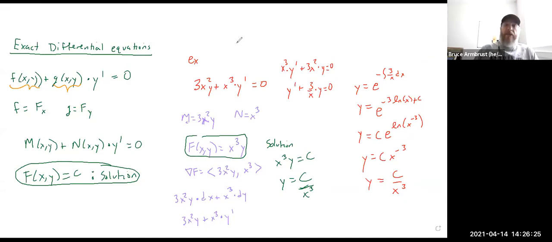So here's actually the check. All right, here's what you can do to see whether or not it is exact. To be exact, you need the partial of M with respect to y to equal the partial of N with respect to x.